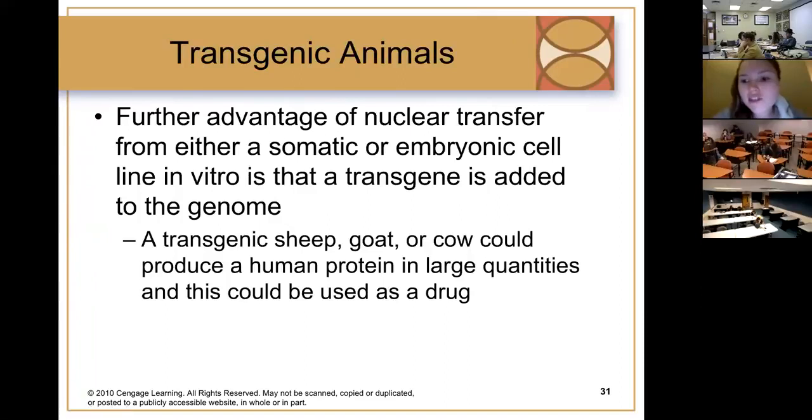Further advantages of this nuclear transfer technology would be transgenic animals, which I know is a term you've heard before because we've been over it several times. A transgenic sheep, goat, or cow could be made to produce a human protein in large quantities that could be used as a drug. Basically, you're just inserting a gene from one organism into another organism, and that makes your transgenic animal. So you all should be familiar with that term.